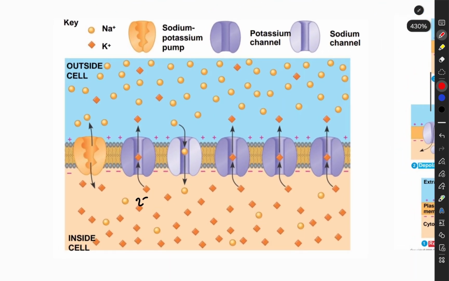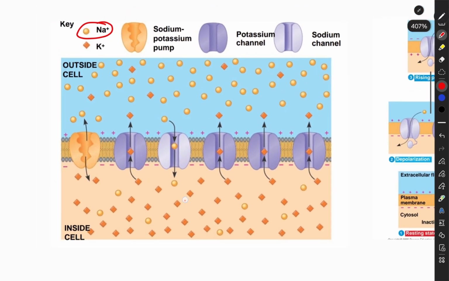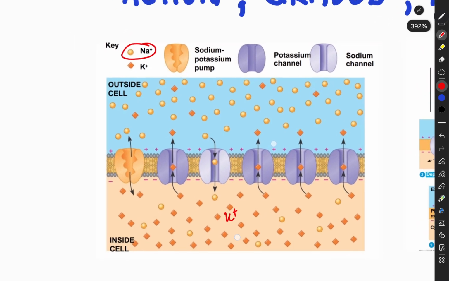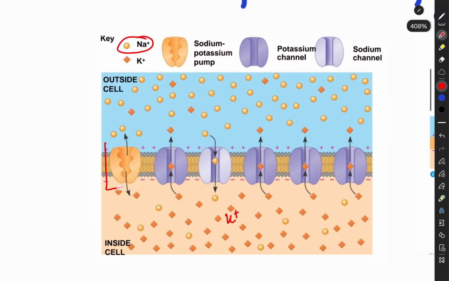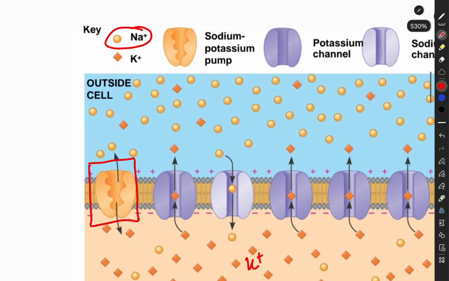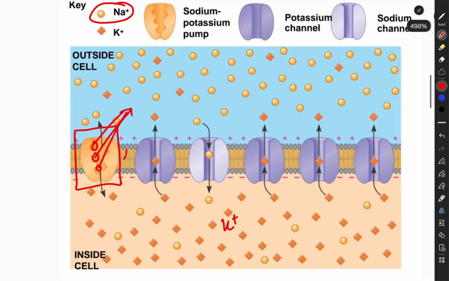Outside of the cell, it is highly concentrated in sodium, or Na plus. Meanwhile, inside the cell, it is highly concentrated in potassium, or K plus. It is maintained this way because of this protein channel called the sodium potassium pump, and it pumps three molecules of sodium out of the cell and two potassium into the cell.